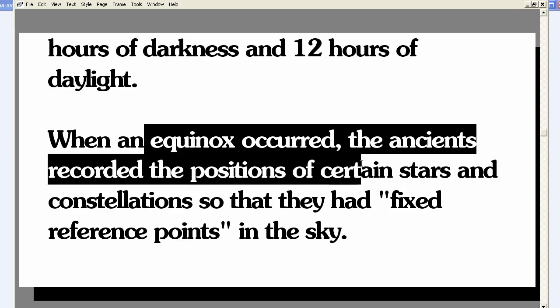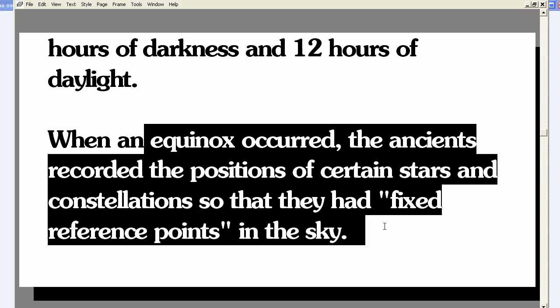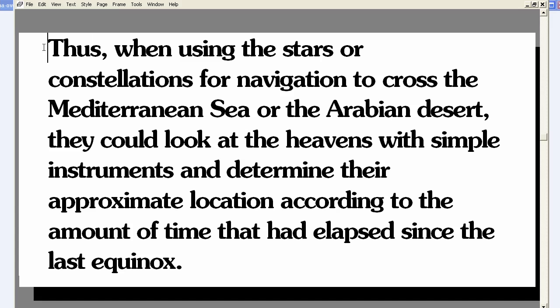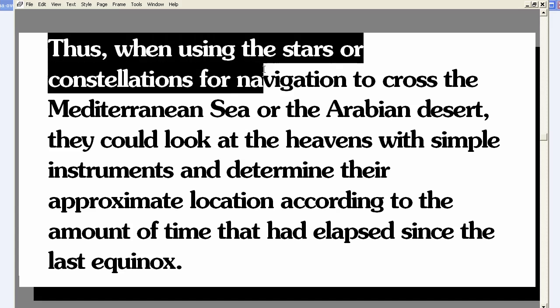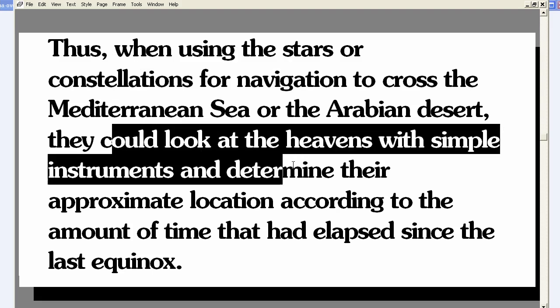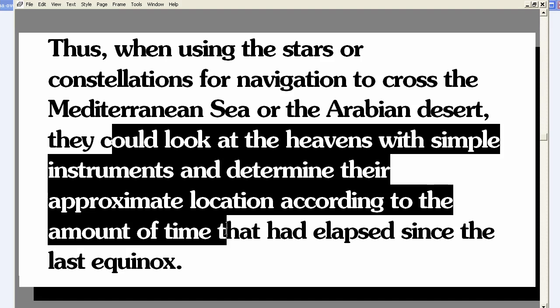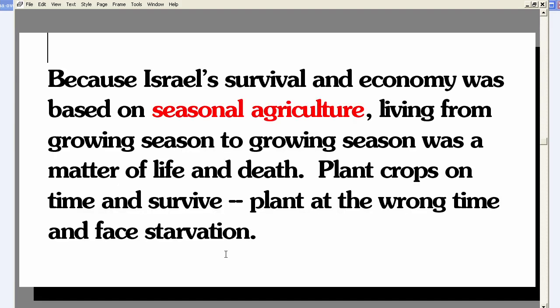When an equinox occurred in ancient time, the ancients recorded the positions of certain stars and constellations so that they had fixed reference points in the sky. Thus, when using the stars or constellations for navigation to cross the Mediterranean Sea or the Arabian Desert, they could look at the heavens with simple instruments and determine their approximate location according to the amount of time that had elapsed since the last equinox.